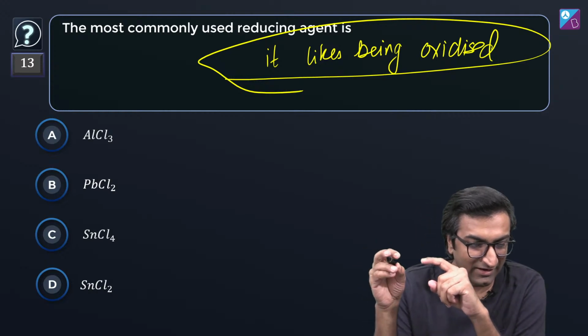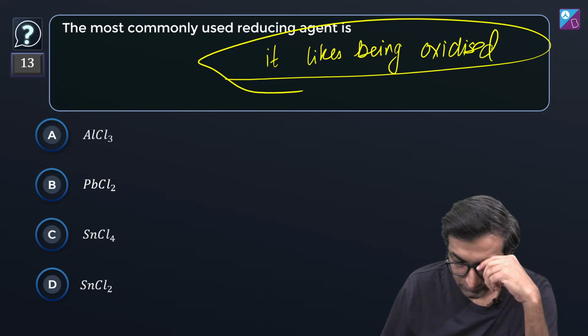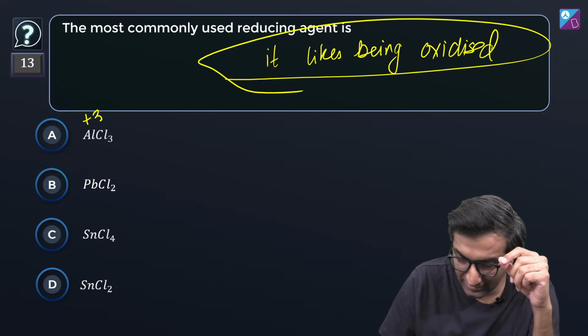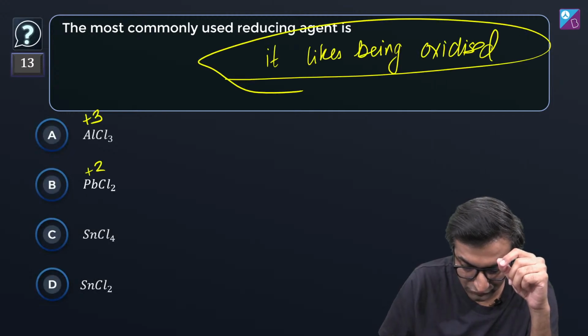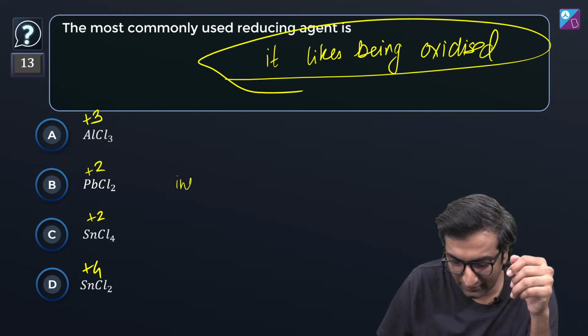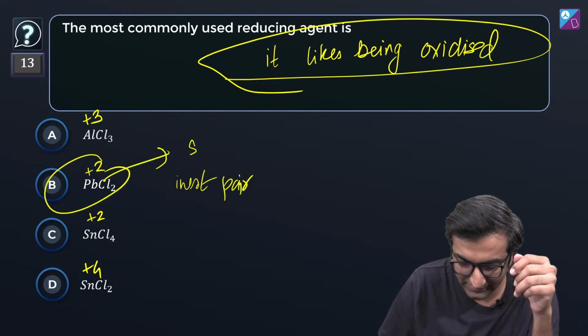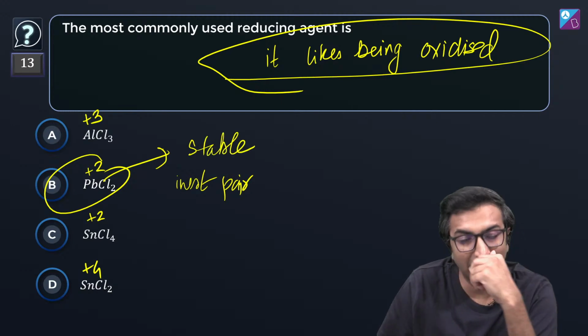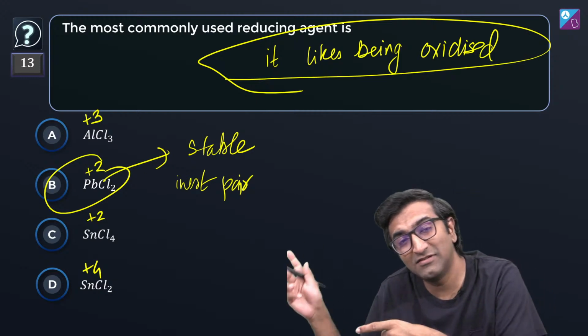Shlok and Rushabh, look at this carefully. This is already in +3. Let me write down the oxidation states: +3, +2, +2, +4. Now, because of the inert pair effect, this is like, I'm done, bro. I'm pretty stable. I don't want to go to a higher oxidation state. So it is at a lower oxidation state, but the higher oxidation state is not stable.